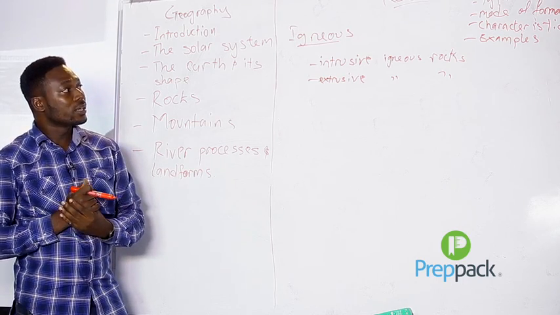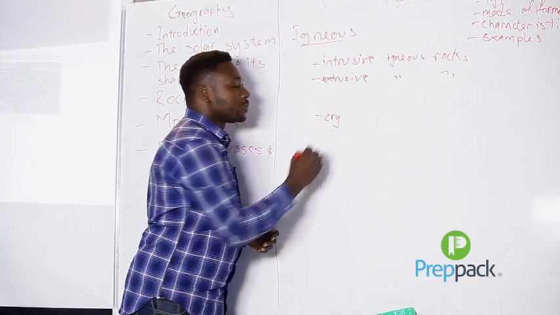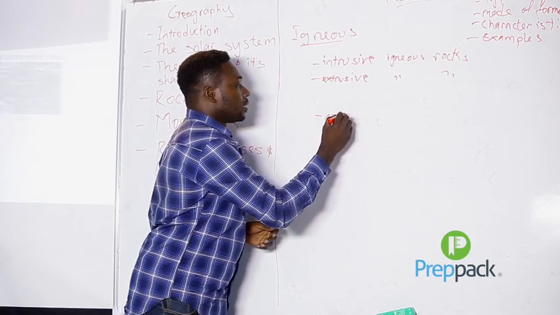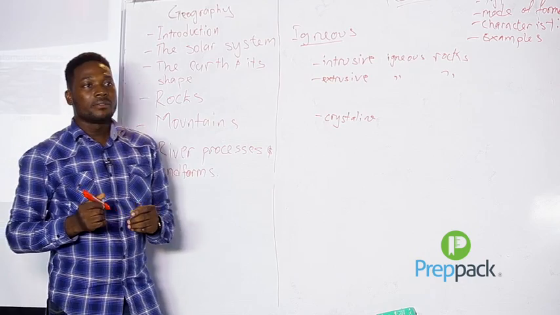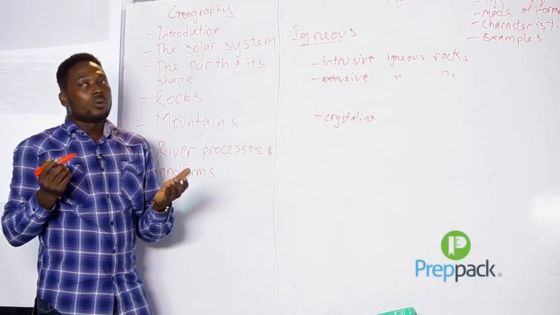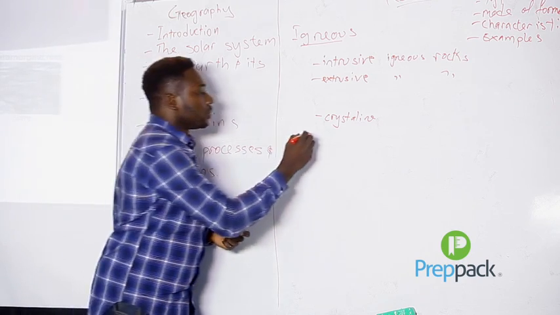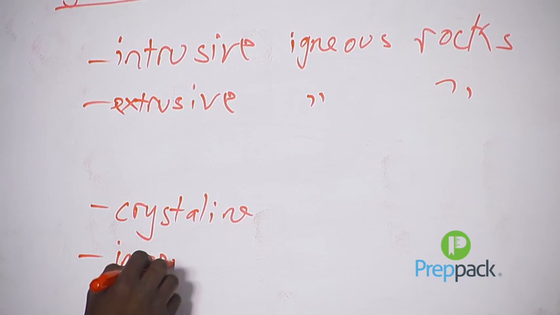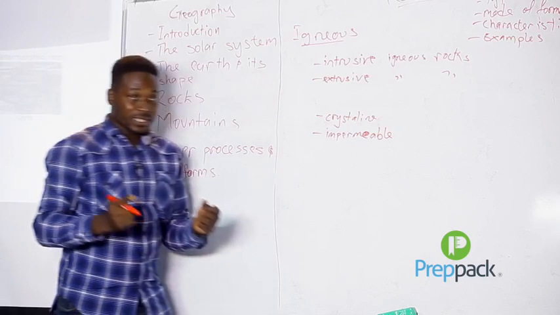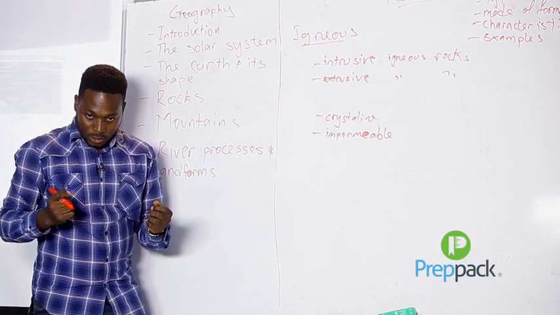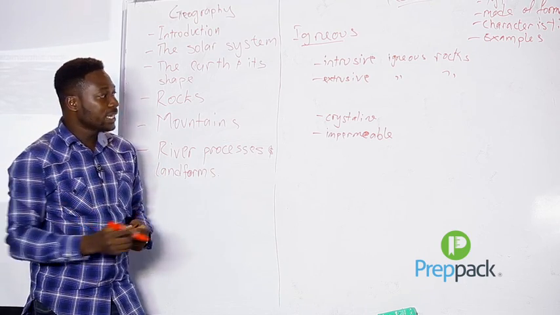Something about igneous rocks is the fact that they are crystalline in nature. That means they contain crystals. In fact, igneous rocks are majorly the only form of rocks that have crystals. They are also impermeable. Because they are strong, water does not enter them and melt them. They are resistant to water in most cases.